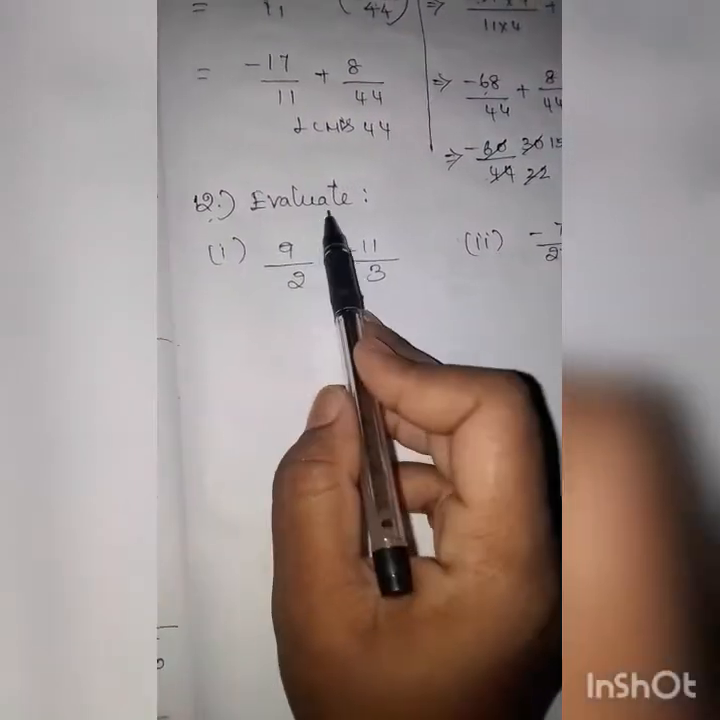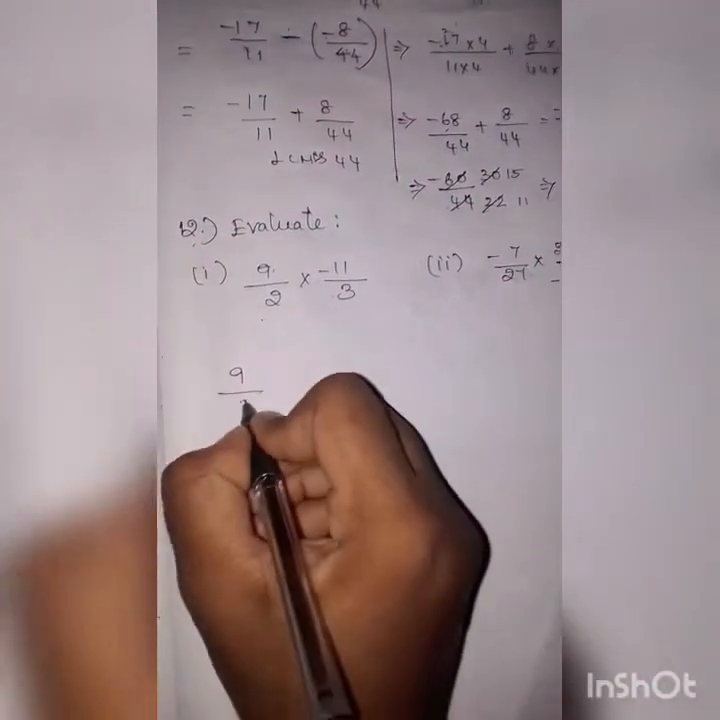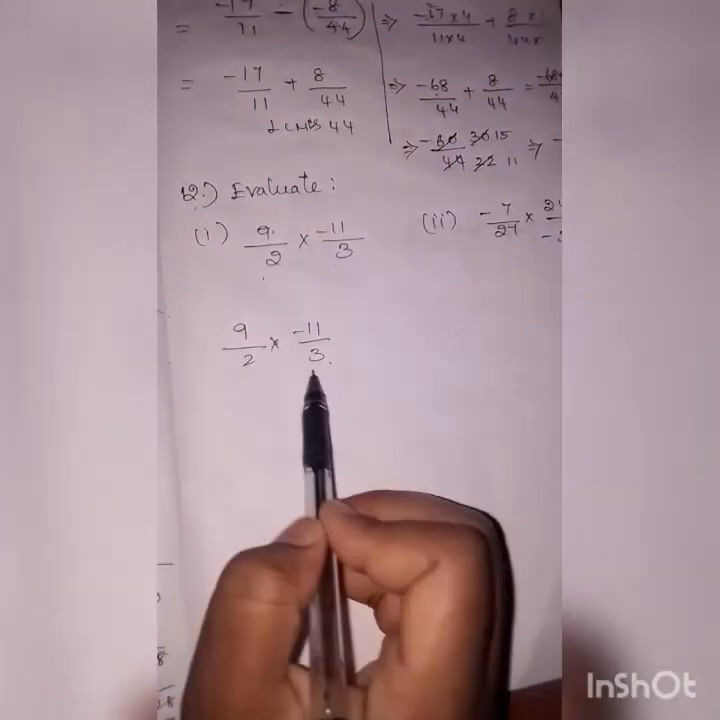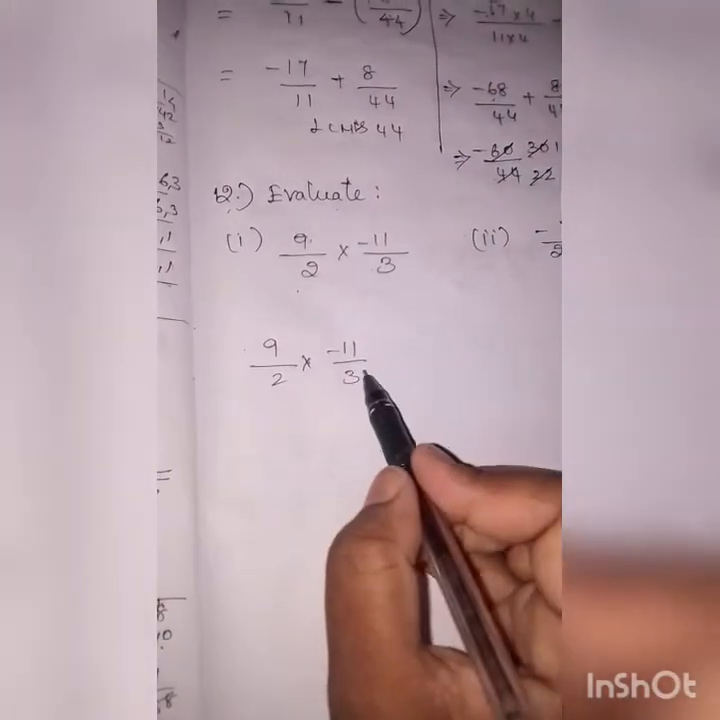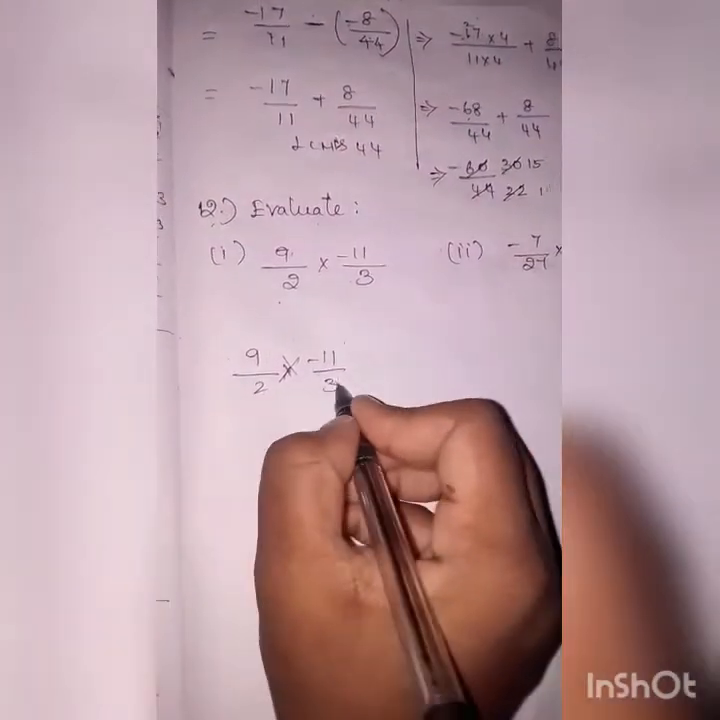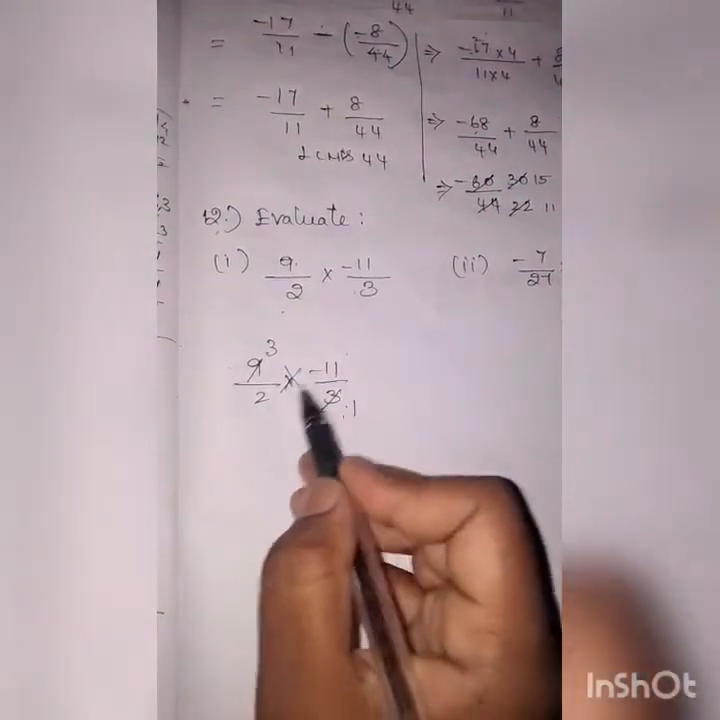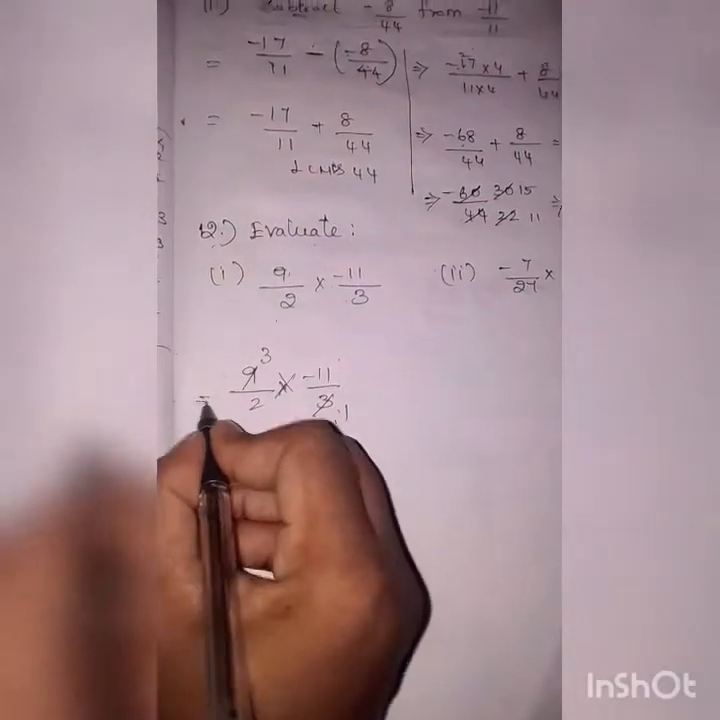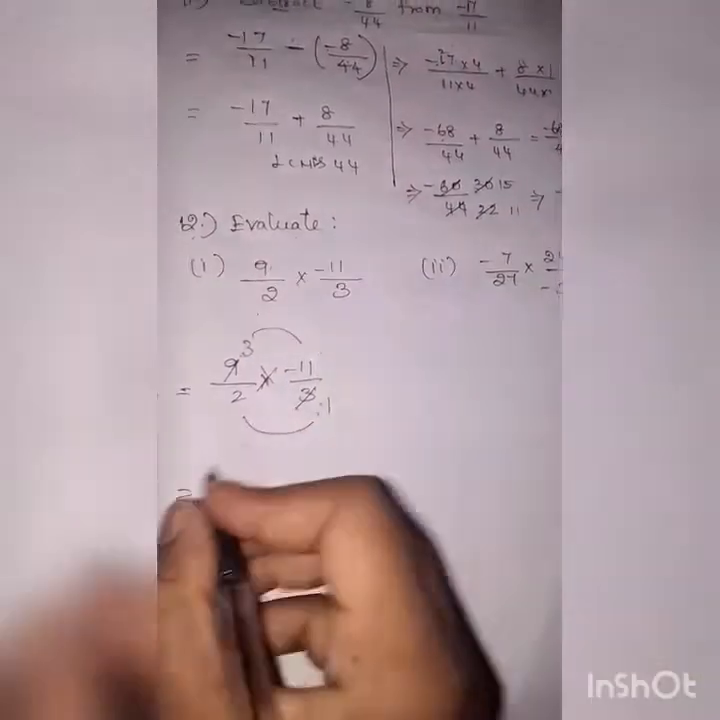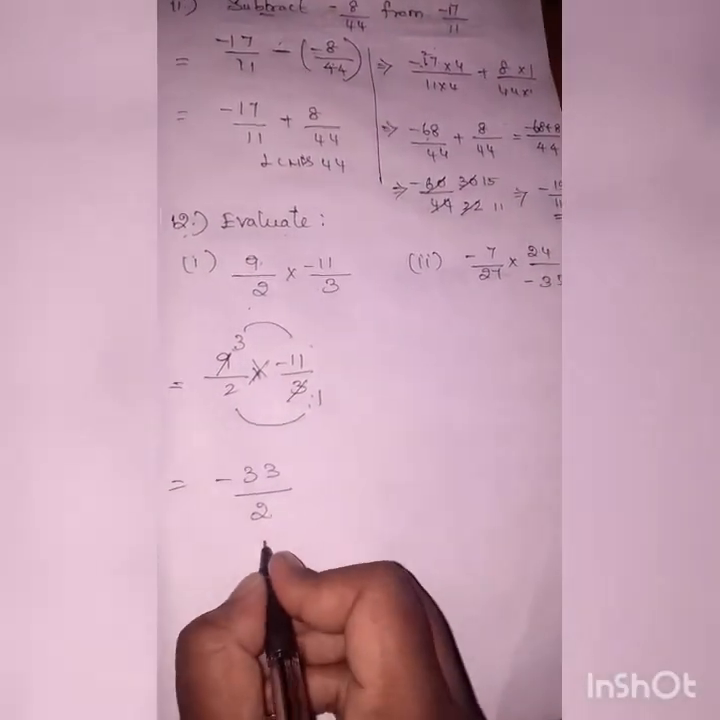Now look at your 12th sum. Evaluate 9 by 2 into minus 11 by 3. For multiplication we can do direct cancellation, either in cross or numerator and denominator. Now I am doing cross cancellation. 3 ones are 3, 3 threes are 9. Is there any number to cancel here? No. So you just multiply numerator to numerator, denominator to denominator. 3 elevens are minus 33 divided by 2 ones are 2. So this is your answer.